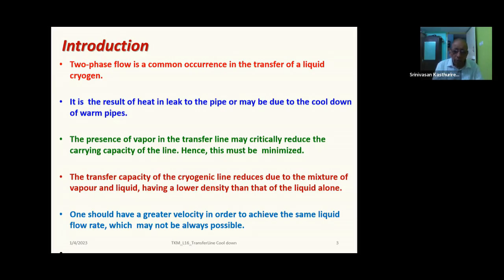Now, for example, if I want to transfer, let's take a common liquid like water. If you want to transfer water, what do you do? You take a pipeline and you apply pressure on one side. Then because of the increased pressure on the surface, the liquid moves through the pipe and goes to the other side. Okay, this is a very, very simple arrangement for transferring cryogenic fluids.